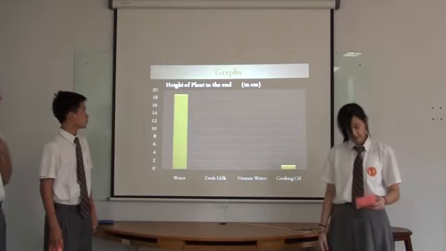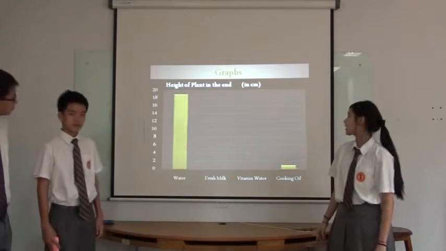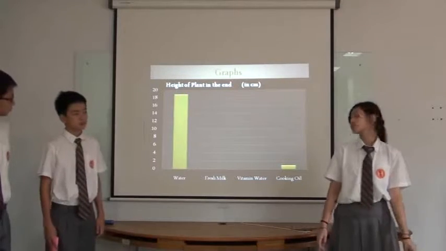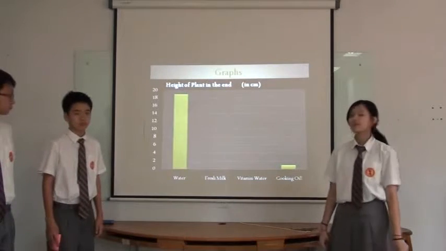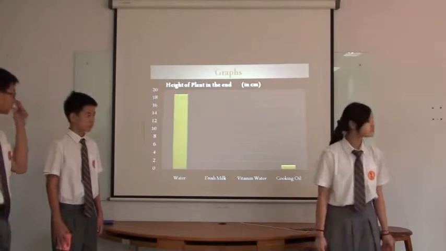This graph shows the height of the plants in the end. The one with water grew up to 19 centimeters. The one in cooking oil grew up to 1 centimeter, and the plants that grew in fresh milk and vitamin water didn't grow at all.